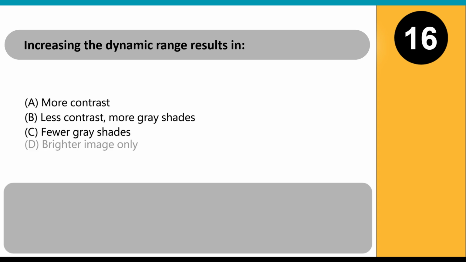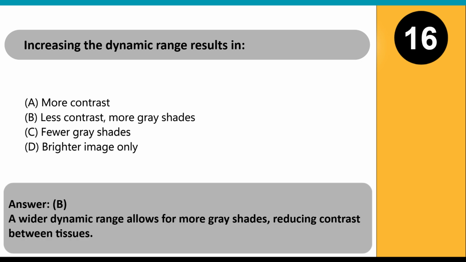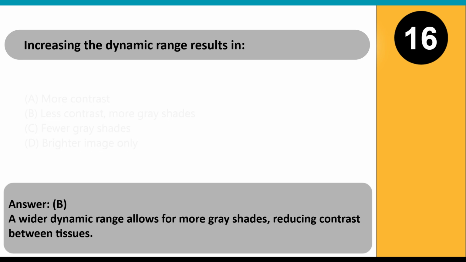Increasing the dynamic range results in A. More contrast, B. Less contrast, more gray shades, C. Fewer gray shades, D. Brighter image only. Answer B. A wider dynamic range allows for more gray shades, reducing contrast between tissues.